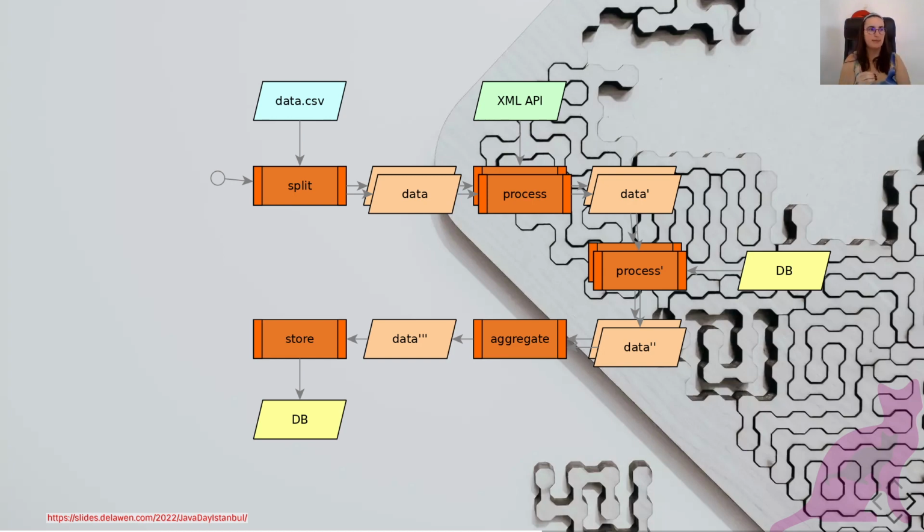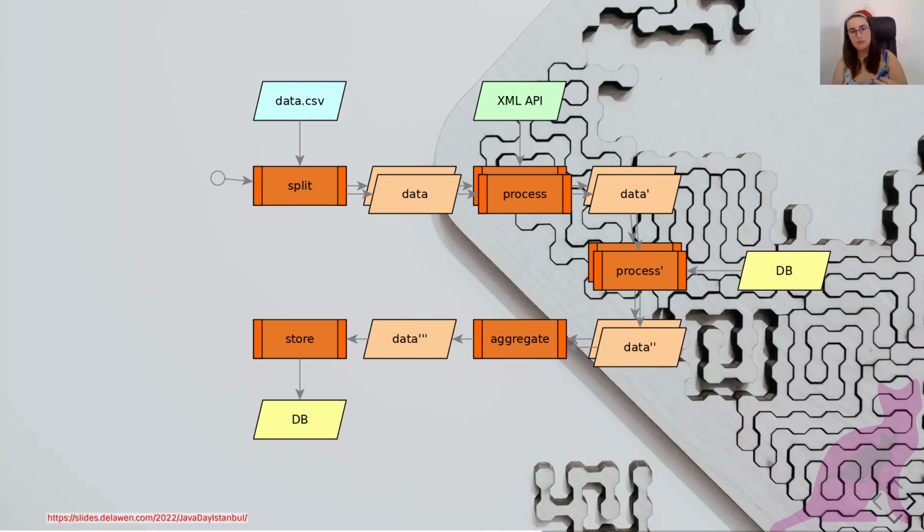We get a data CSV file. We want to iterate for each of the rows of this data CSV. We are going to split the thread of this workflow into one thread per data row. We are going to process these rows independently, calling some XML API to gather some data based on one of the values of this CSV.